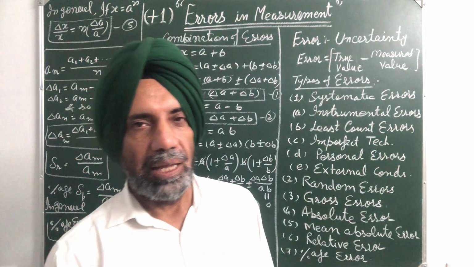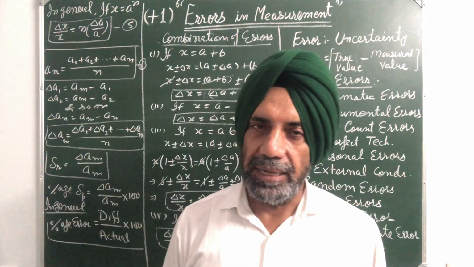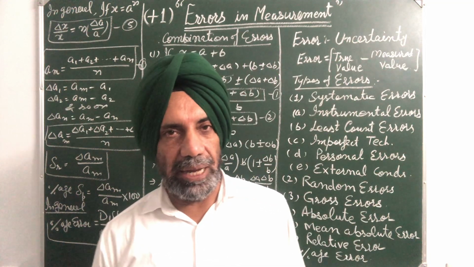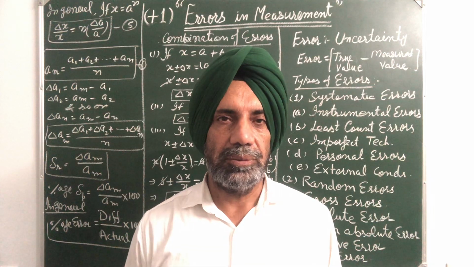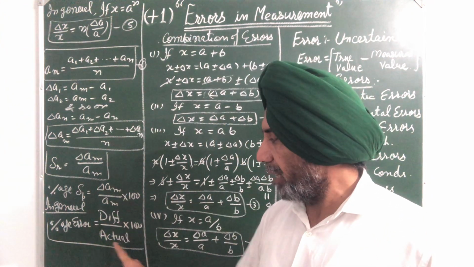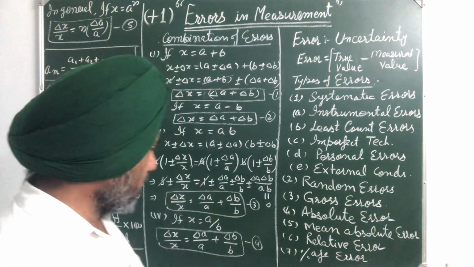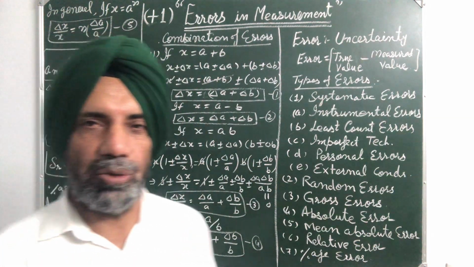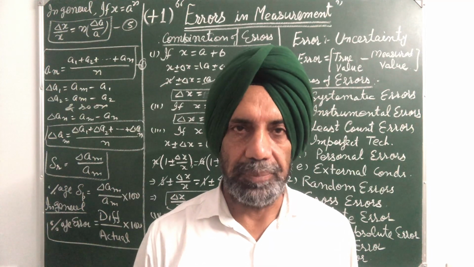For example, the value of g is 9.8 meter per second square, and the difference between measured value and best value comes out to be 0.2. So it will be 0.2 over 9.8 into 100. That will give you the percentage error. So plus minus 5% error is allowed in experiments while performing in the lab.